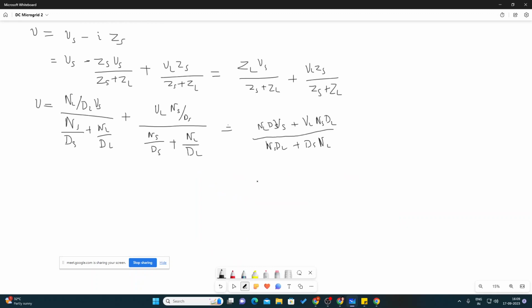Now we are going for the considerations. We have some considerations in this. The first one is that the load doesn't have a right half zero.